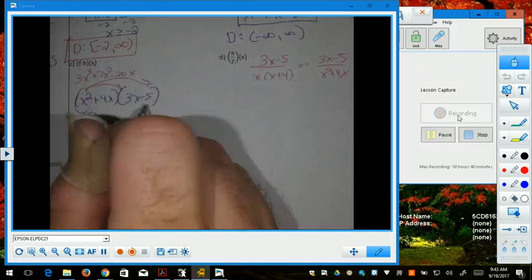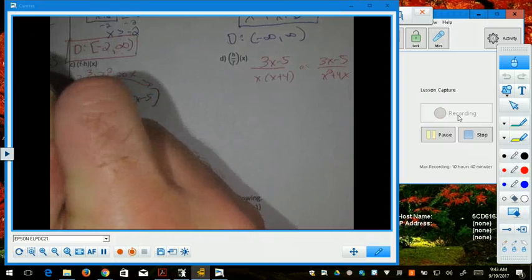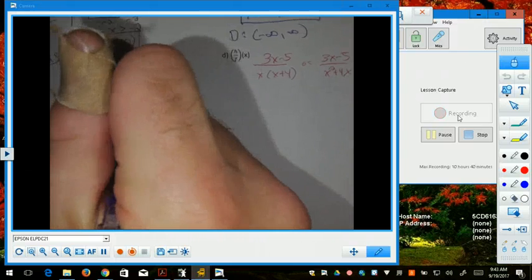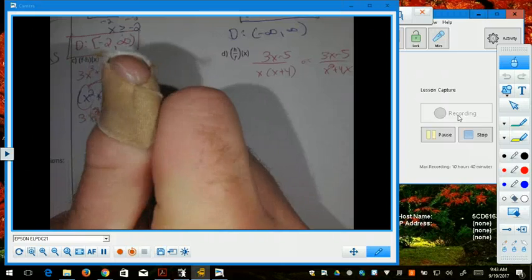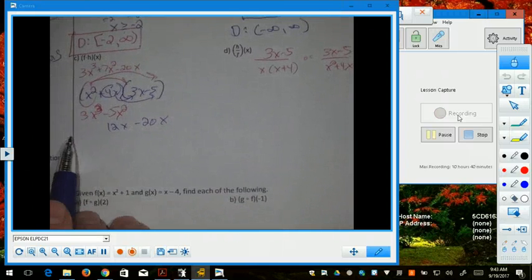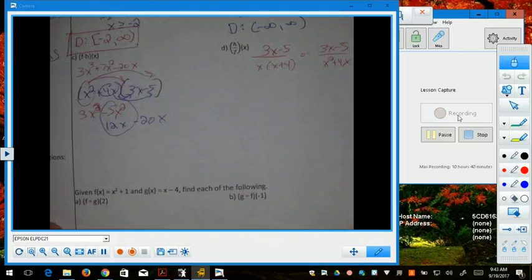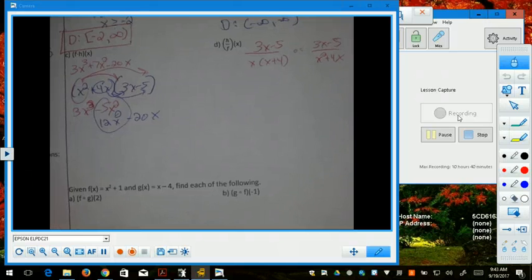This is 3x cubed minus 5x squared plus 12x squared minus 20x. Then I distribute my 4x, which gives me 12x squared minus 20x. And then you combine like terms. So these two combine to 3x cubed plus 7x squared minus 20x.